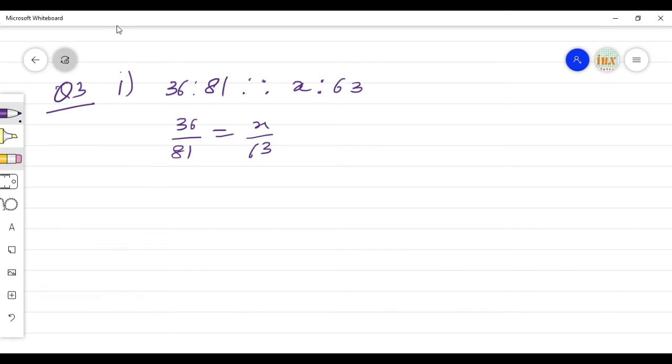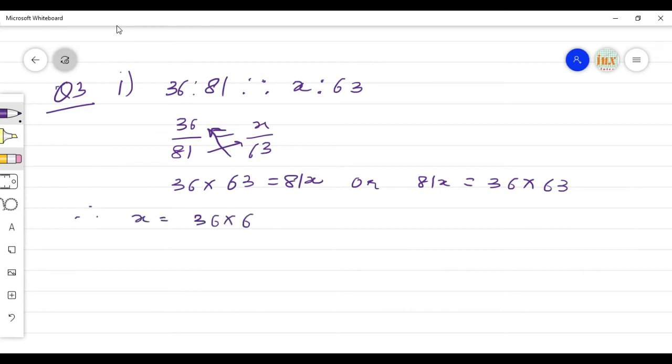Now cross multiplication. So this into this. So 36 into 63 is equal to 81x, or you can write it 81x is equal to 36 into 63. So therefore x will be equal to 36 into 63 upon 81. 81 will come to the other side. Now here 9 4s are 36, 9 9s are 81, 9 1s are 9, 9 7s are 63. So the answer is 28. Okay. So similarly you will do the rest of the parts.